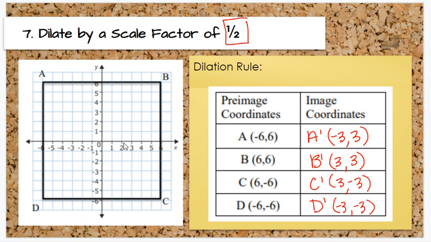So we need to plot the new one. So always start at 0, 0. We're going to go -3, +3, and this is A prime. B prime is 3, 3, so start at 0, 0, go right 3 and up 3. That's B prime. C prime is 3, -3, so right 3 and down 3. And D prime is -3, -3. So start at 0, 0, go left 3, and then down 3. And that is D prime.